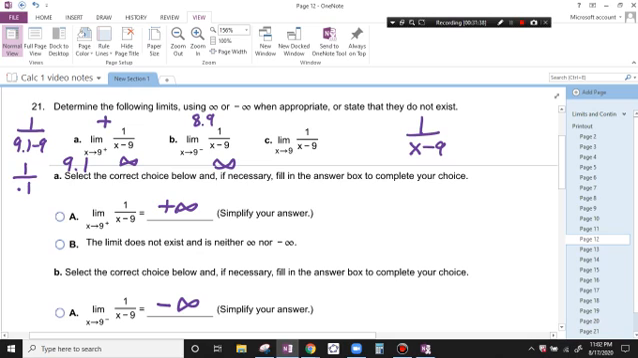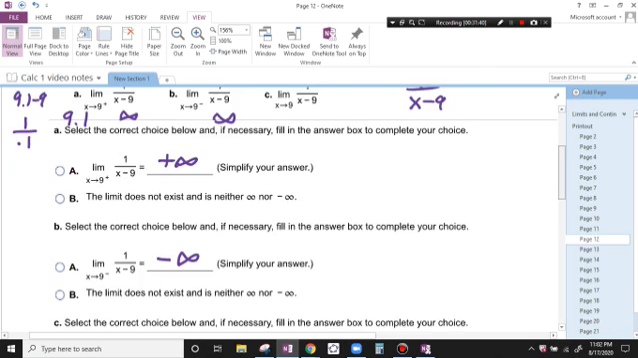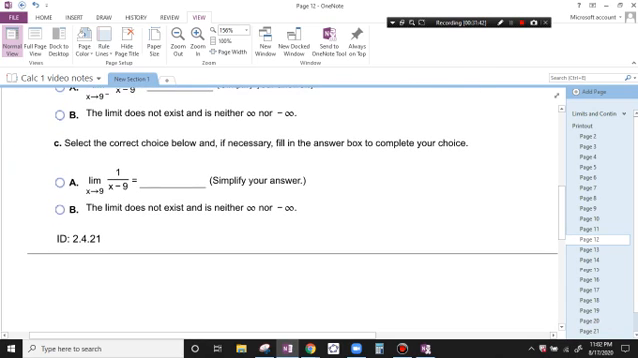The limit from the right is positive infinity. The limit from the left is negative infinity. The limit doesn't exist, and it's neither infinity nor negative infinity. The limits need to be the same in order for me to conclude that.